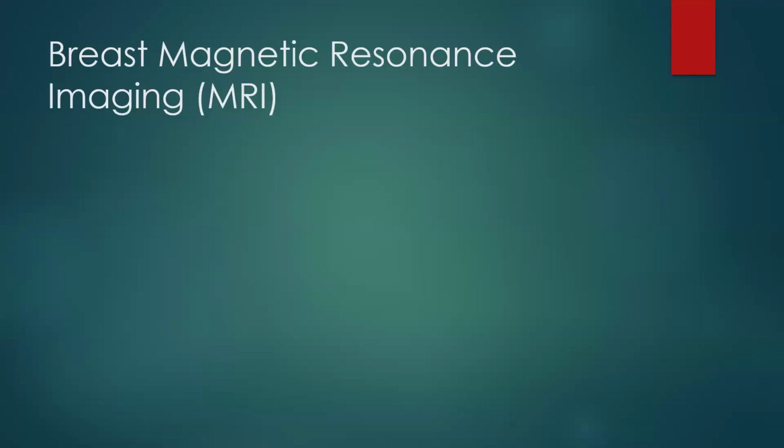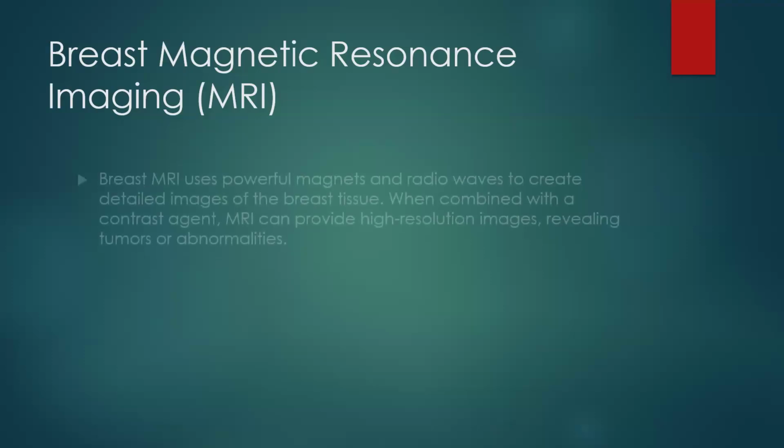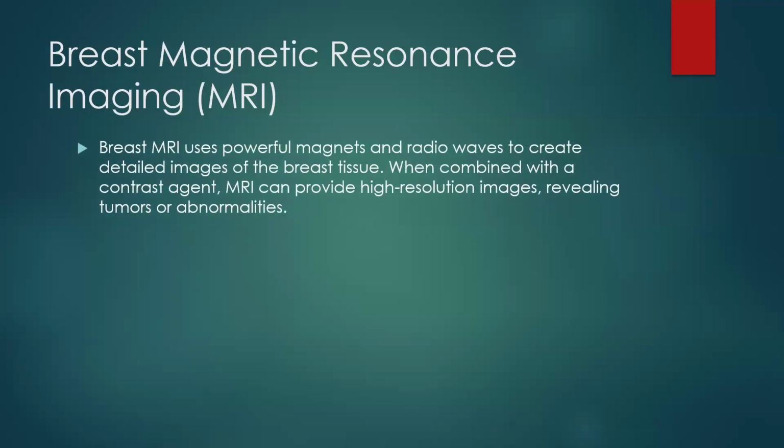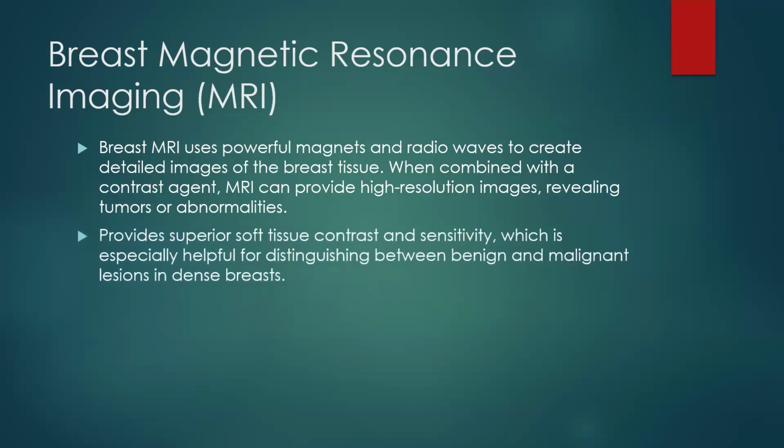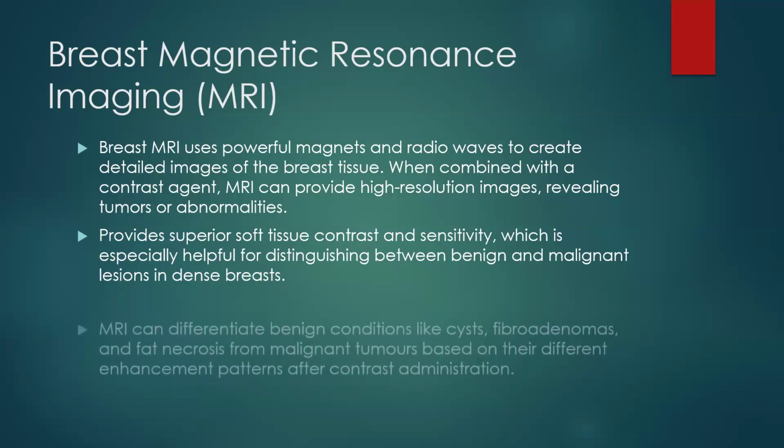When we come to breast magnetic resonance imaging, or MRI, breast MRI uses powerful magnets and radio waves to create detailed images of the breast tissue. When combined with a contrast agent, MRI can provide high-resolution images revealing tumors or abnormalities very well. It provides superior soft tissue contrast and sensitivity, which is especially helpful for distinguishing between benign and malignant lesions in dense breasts or when there is a dilemma between both.